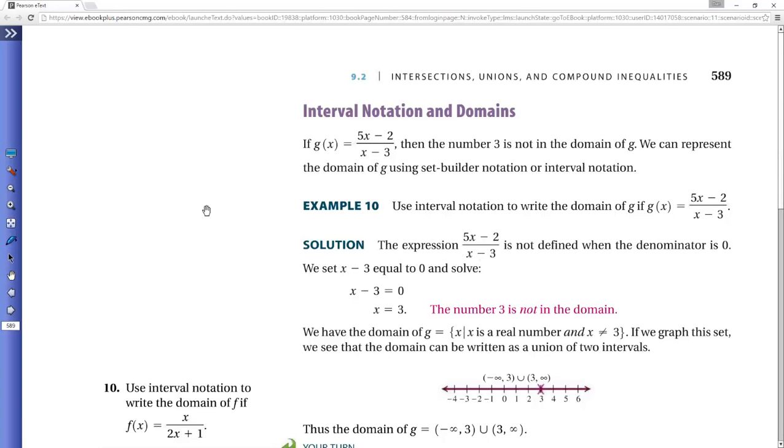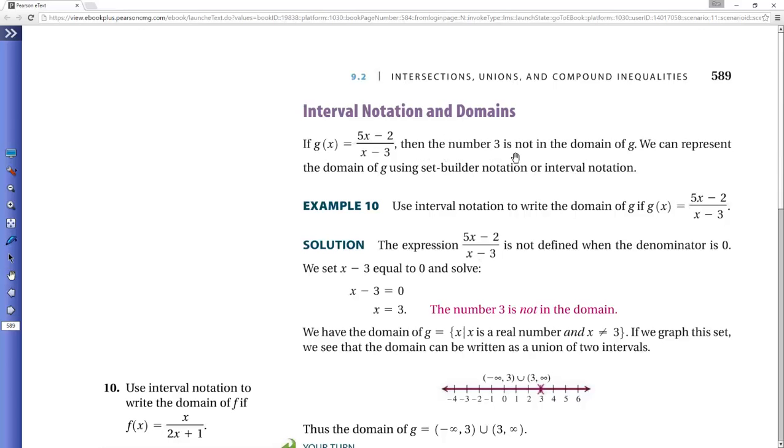Now interval notation and domains. Now going back again, domains are your x values, right? Or what values can I use in my left-right motion? Well, in this case we're talking about that. So now when we're talking about the domains, we're bringing in this idea of a function again. So let's look at this one. We have 5x minus 2 divided by x minus 3.